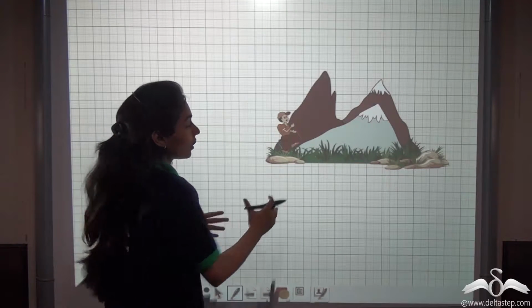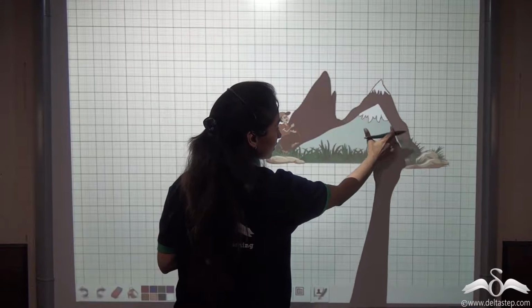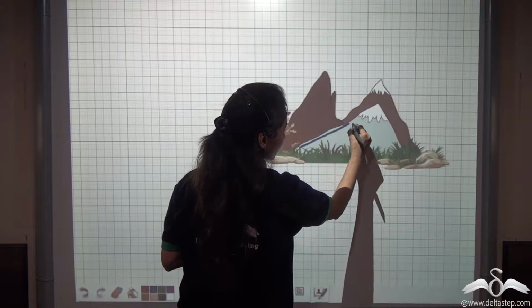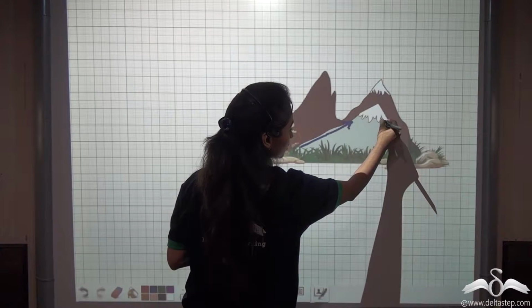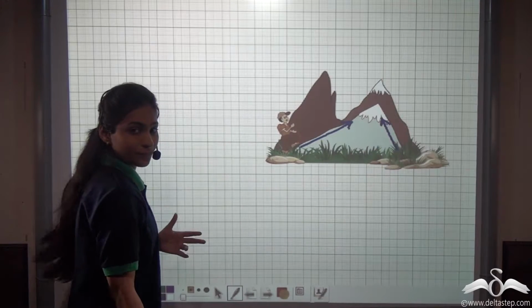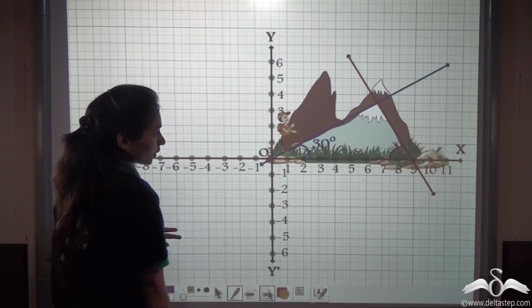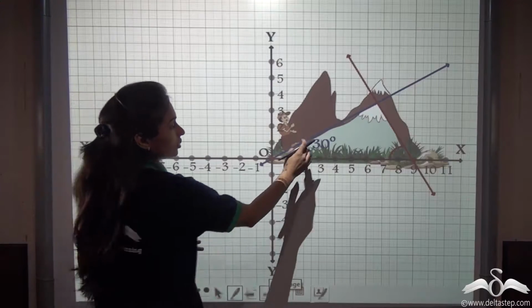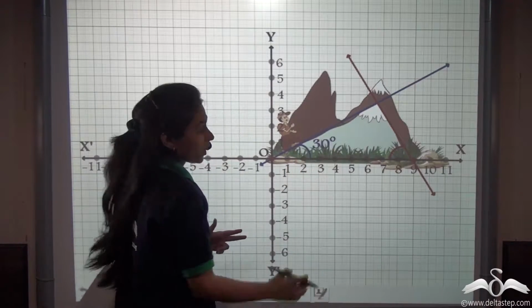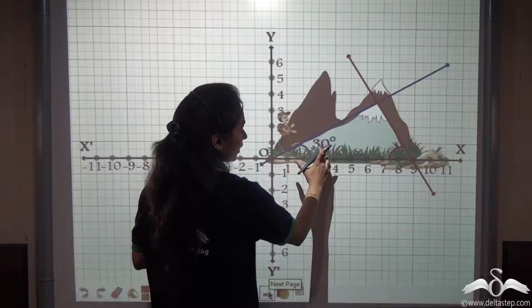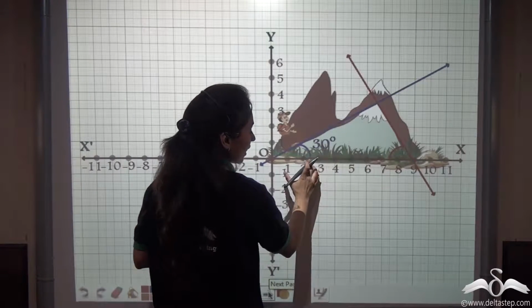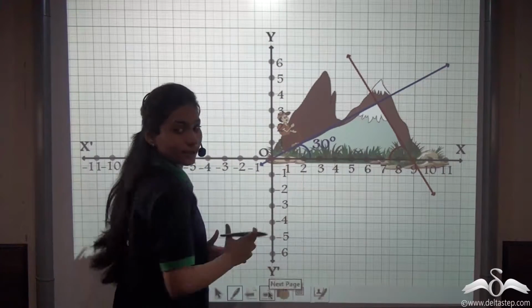So what did he need? He needed the slope of both these lines, that is the line which is passing from this side and the line which is passing from this side. So what did he do? He found out the angle of inclination of this blue line. He saw that the angle of inclination this line was making with the x-axis is 30 degrees.